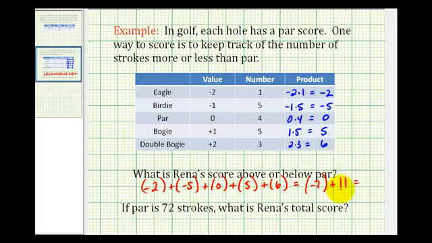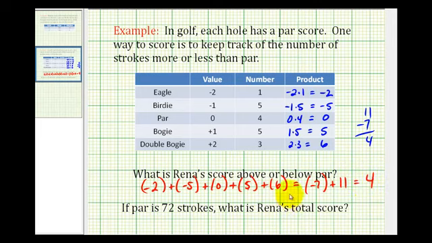And now we're adding two integers with different signs, so we subtract their absolute values and then keep the sign of the larger number. So we can see the positive number is going to outweigh the negative number, so we'll take their absolute values and then find the difference. So we'll have 11 minus 7, which is equal to 4, and because the positive number outweighs the negative number, we know the result is +4. Which means Rena scored 4 strokes above par.